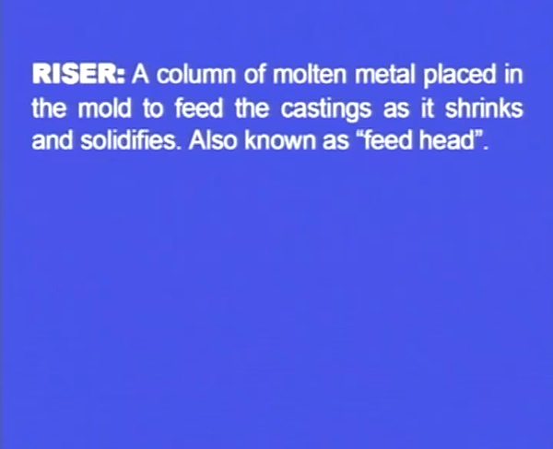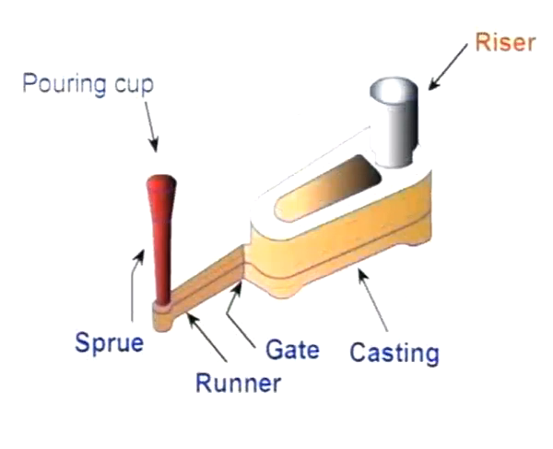Riser, this is another important term. Riser, we can see it is at the top of the casting. This is also known as feed head. So, this is the riser. The molten metal passes through the pouring cup, through the runner, through the gate, it enters into the mold cavity, and finally it rises. So, this riser has got three functions.